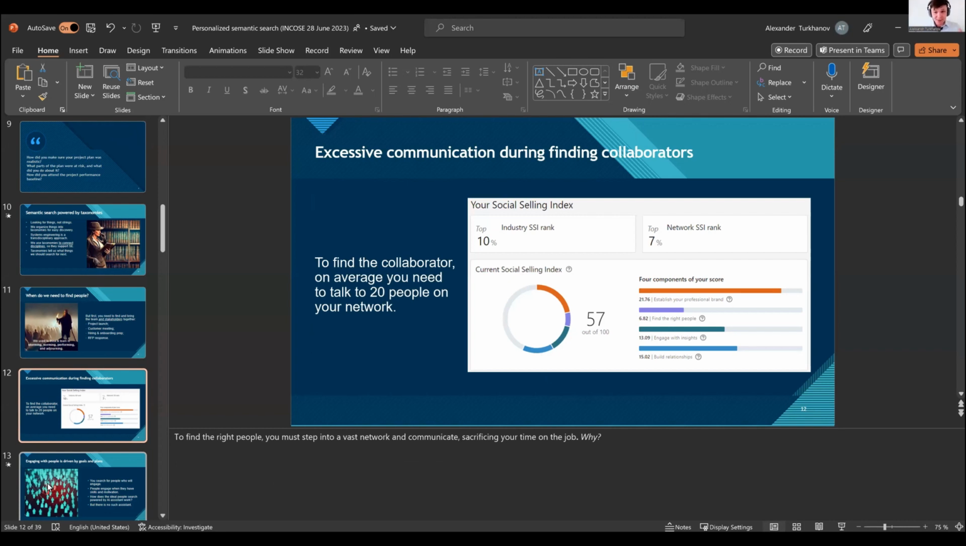Just to bring some figures to support this claim. If you have a LinkedIn profile, you can go and watch your social selling index. This index has 4 components. And the second component, the violet one, is finding the right people. If you're normal people like me, that will be your weakest place, because it's very difficult to find the right people. And we have a lot of data to support that, basically from LinkedIn. I calculated by myself in my project, so it takes talking to about 20 people in your network to find the proper candidate.